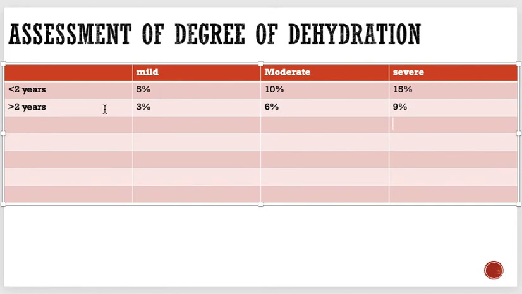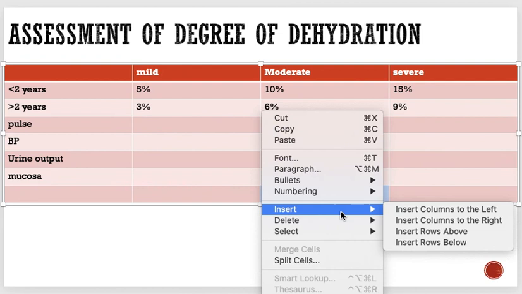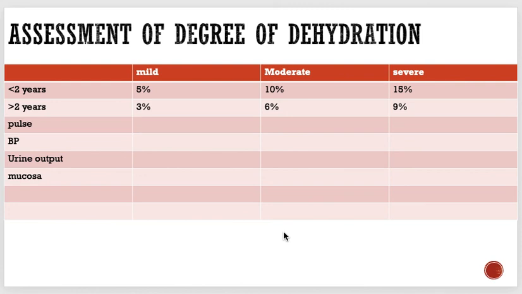But not just this thing. Basically, we can check the pulse, we can check the blood pressure, the urine output, as well as the mucosa. When the babies are very small, we can check the anterior fontanelle if it is not closed yet, right? So I don't know, like insert columns to right, insert rows below. Okay, very good. So we can add more rows.